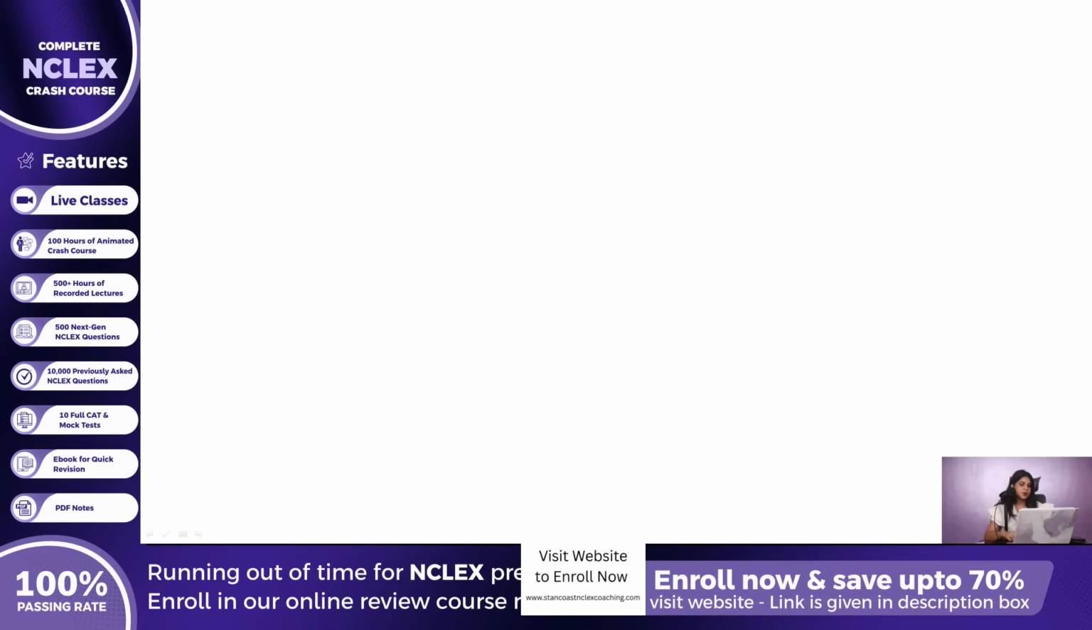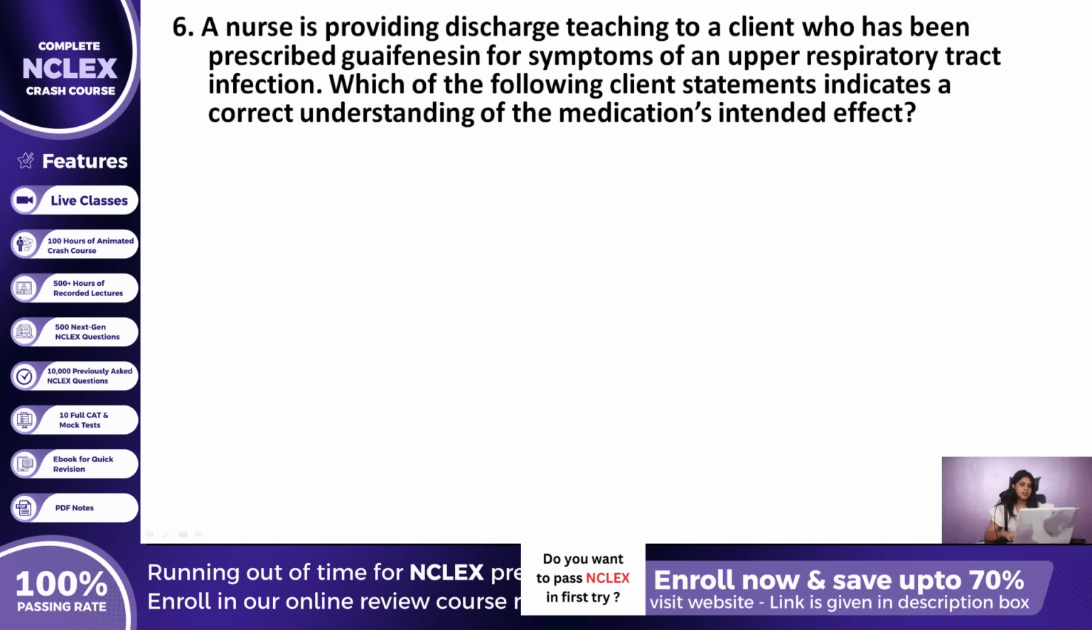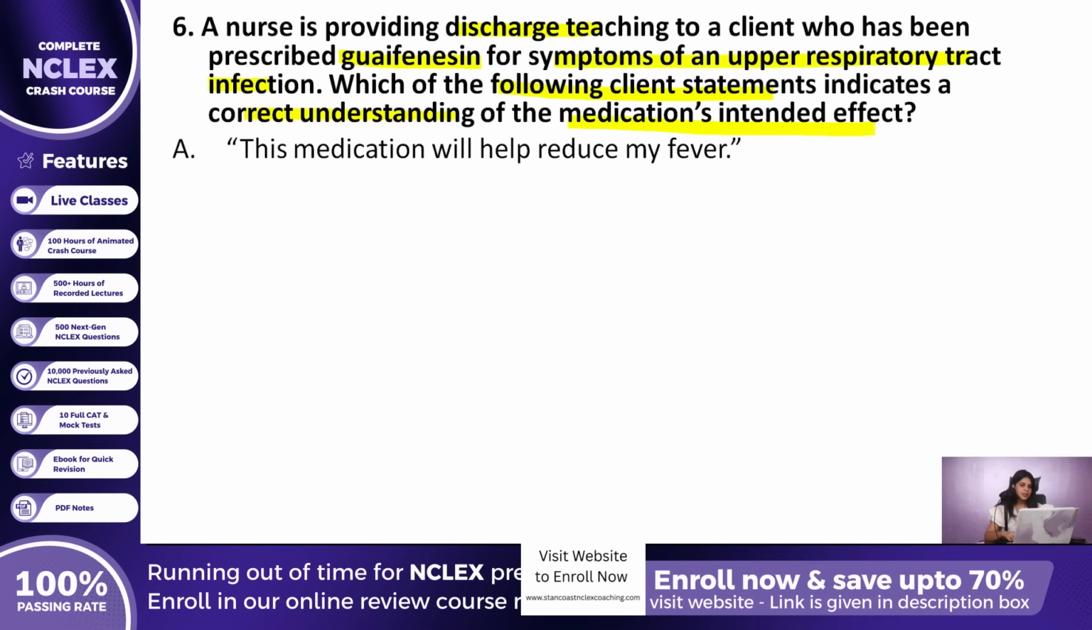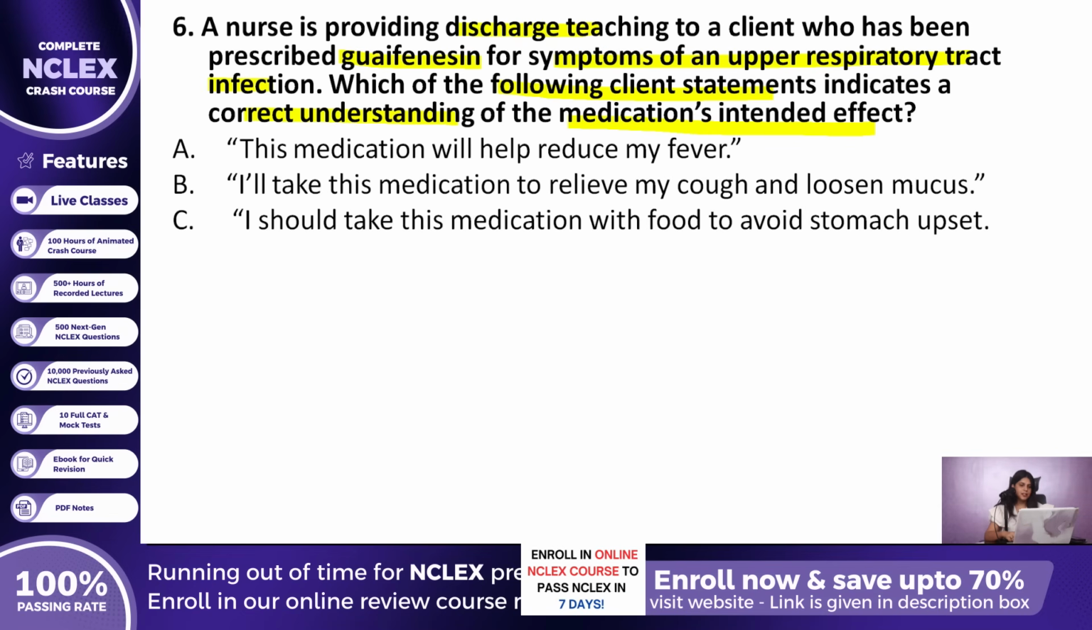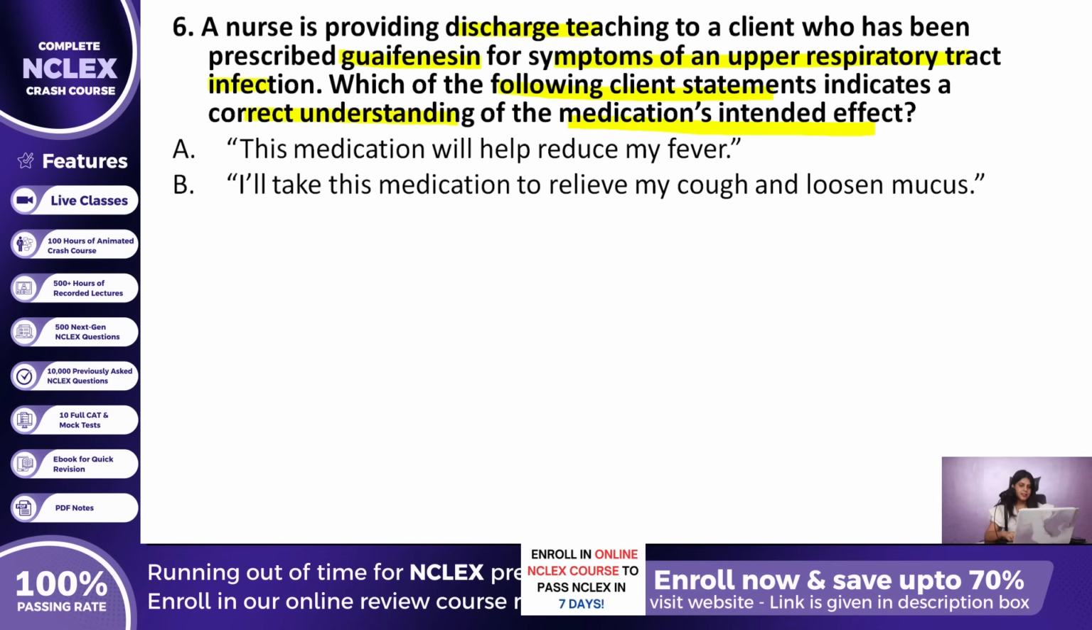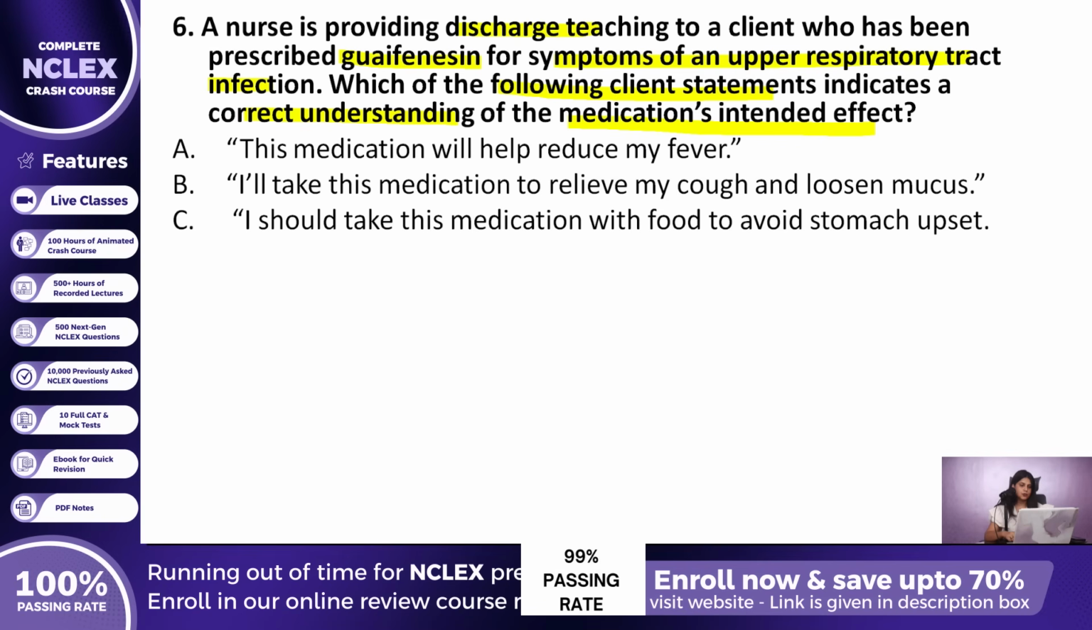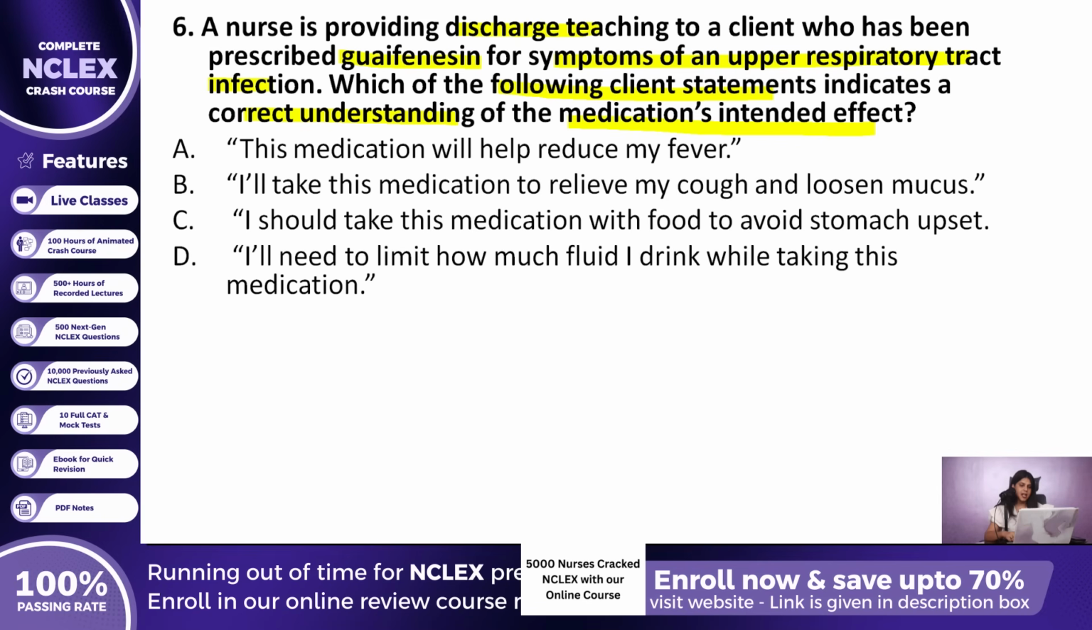Turning now to question 6. A nurse is providing discharge teaching to a client who has been prescribed guaifenesin for symptoms of an upper respiratory tract infection. The question is, which of the following client statements indicates a correct understanding of the medication's intended effect? The options are: A. This medication will help reduce my fever. B. I'll take this medication to relieve my cough and loosen mucus. C. I should take this medication with food to avoid stomach upset. And D. I'll need to limit how much fluid I drink while taking this medication.